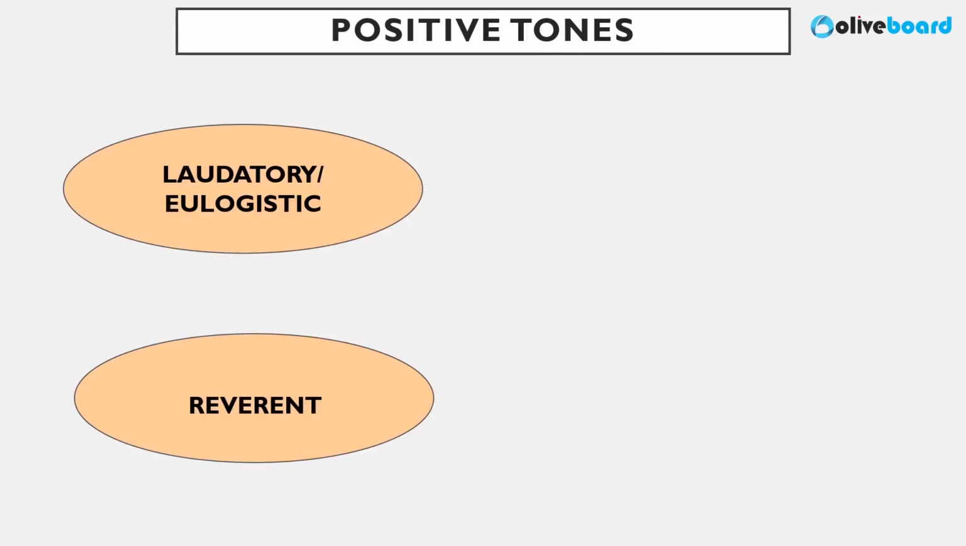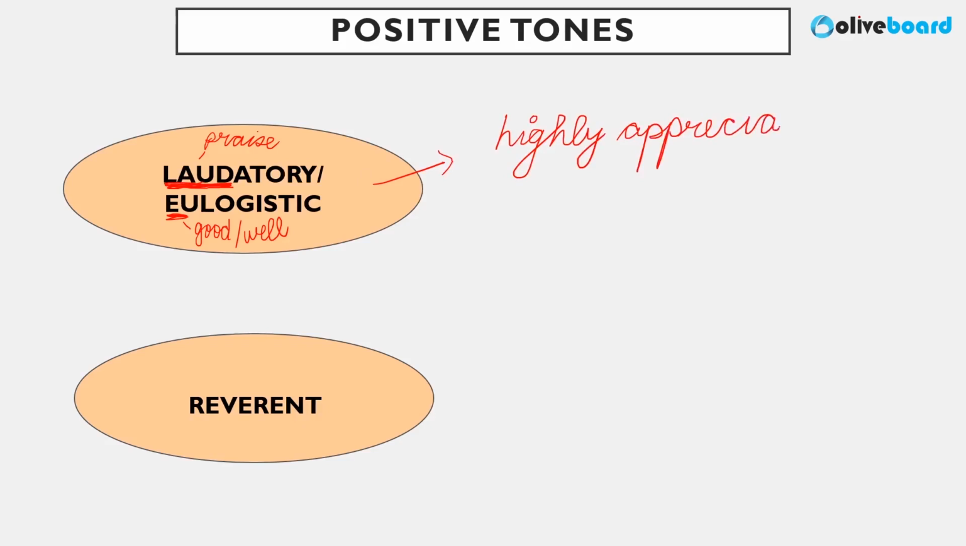Laudatory and eulogistic. Here EU is a root which means good, which means well. So this is a very positive tone. Laud, L-A-U-D, in the English language means praise. So what kind of tone will this be? Definitely a highly appreciative tone. This tone is going to be highly appreciative.